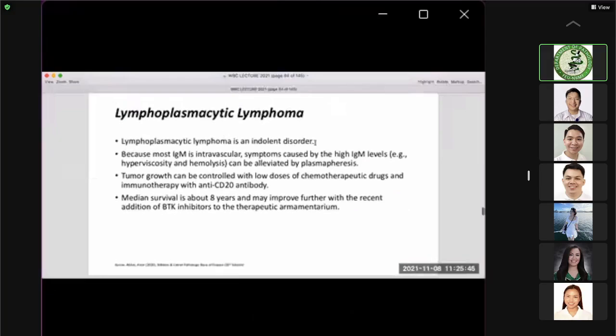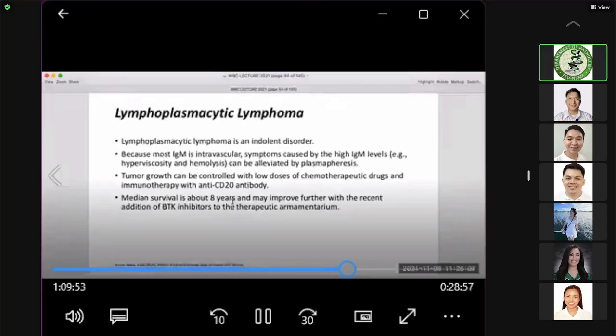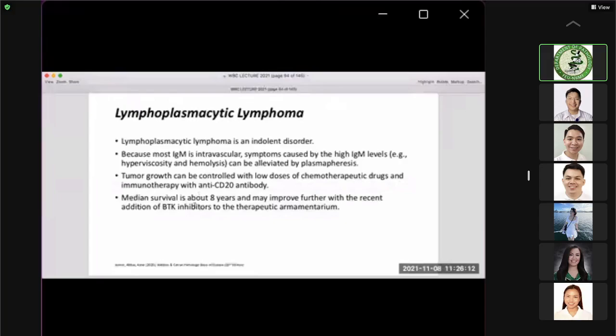It is an indolent disorder, so IgM is intravascular, okay? Nagkakaroon ng hyperviscosity and hemolysis. Okay, tumor growth can be controlled with low doses of chemotherapeutic drugs and immunotherapy with anti-CD20 antibody. So median survival rate, 8 years, can improve with addition of this inhibitor.